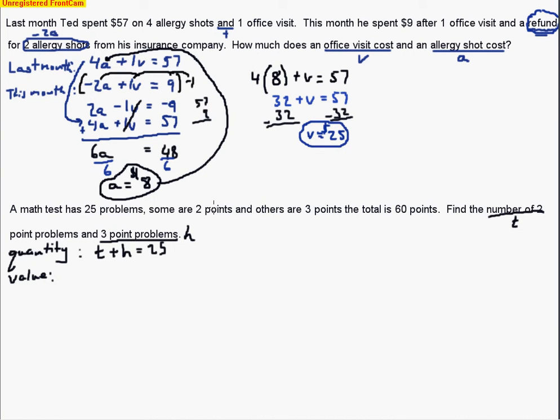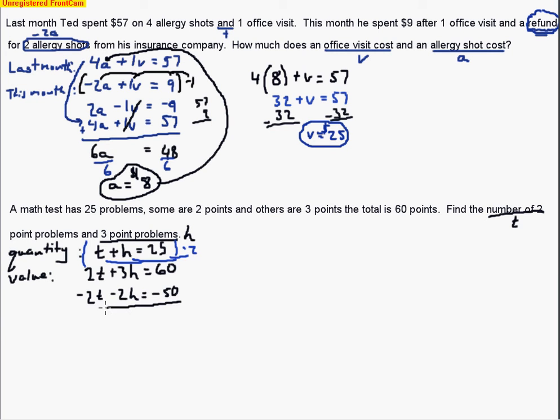Well, the value equation. 2-point problems are obviously 2 points, so 2 times T plus 3-point problems are 3 points. So 3 times the number of 3-point problems. And there's 60 altogether. So I like these quantity value problems because they're easy to solve. It's just one step of multiplying by some number to cancel out an unknown. I'm going to multiply by -2. And that will end up canceling out my T's, my number of 2-point problems. When I do that, I have now -2T minus 2H equals -50.